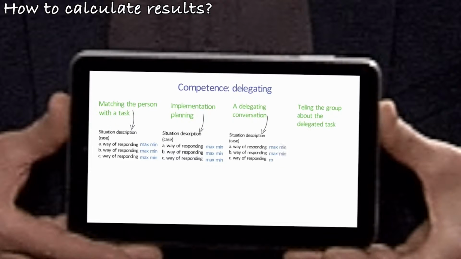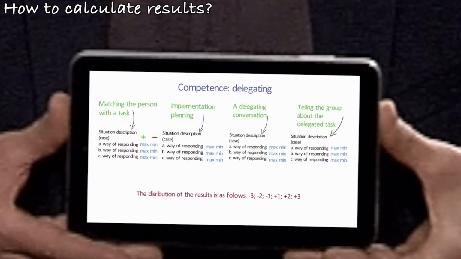The result is the average of the results calculated from particular cases, calculated as follows. Indicating a particular response as maximum results in a numeric value assigned to that response with a plus sign. Indicating a particular response as minimum results in a numeric value assigned to a response with a minus sign. The results must be distributed as follows: -3, -2, -1, +1, +2, +3.